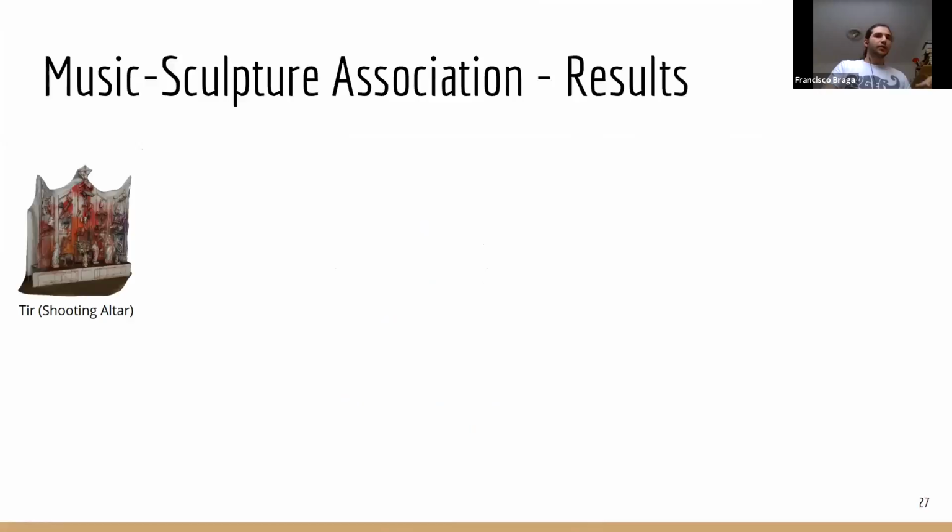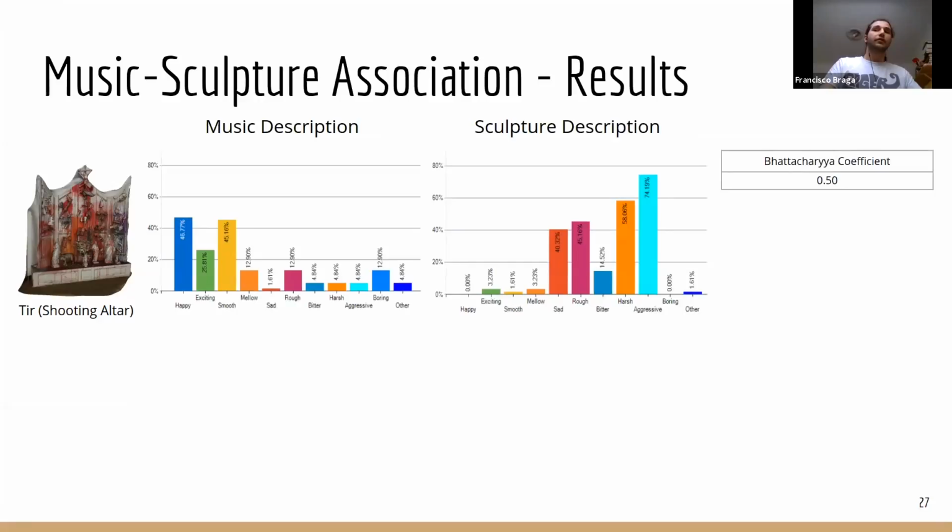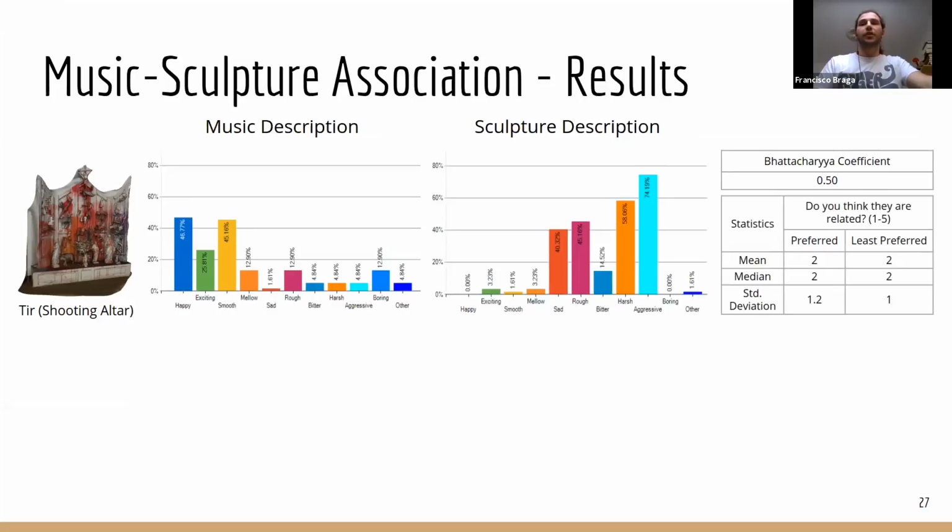The first one, from the beginning, we thought the results wouldn't be good because the sculpture is an altar painted red, which has a lot of cultural meaning to us. And our system would not be able to capture that. And we can verify that by the descriptors, they were very different. And we obtained a Bhattacharyya coefficient for both histograms of 0.5. And regarding the question, do you think they are related? We obtained a median of 2 for both interpretations. So the results were bad as we expected.